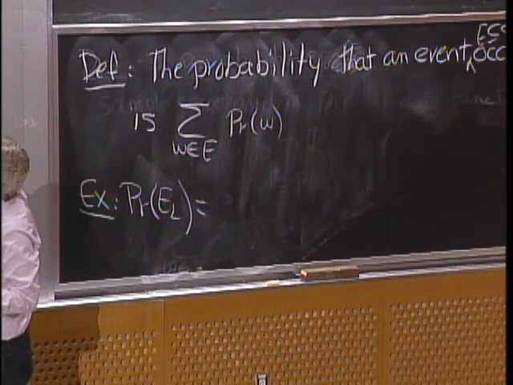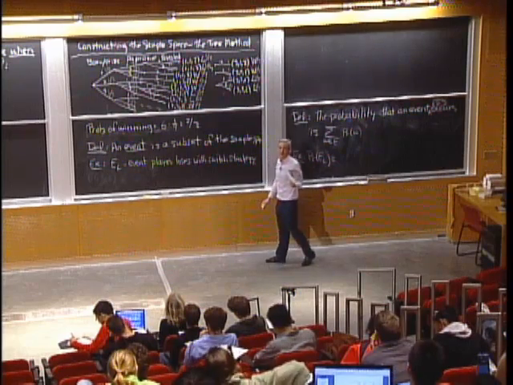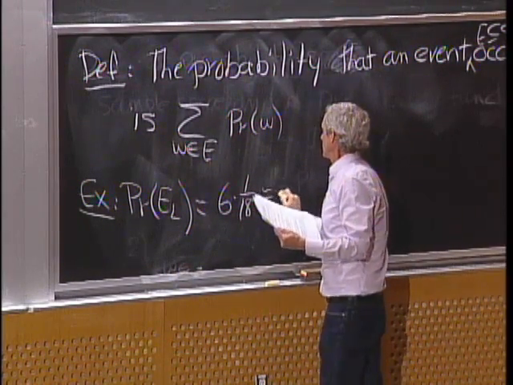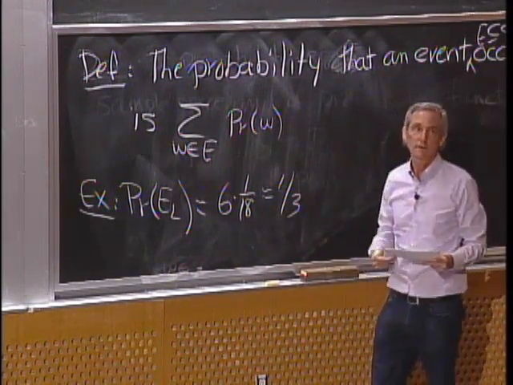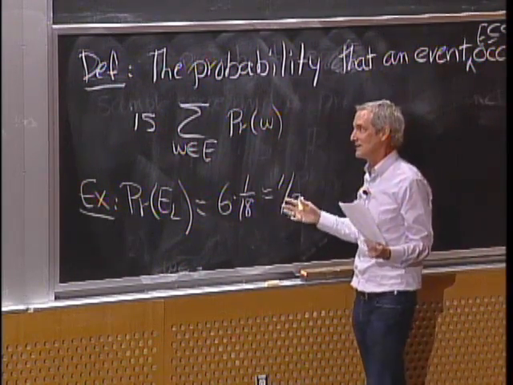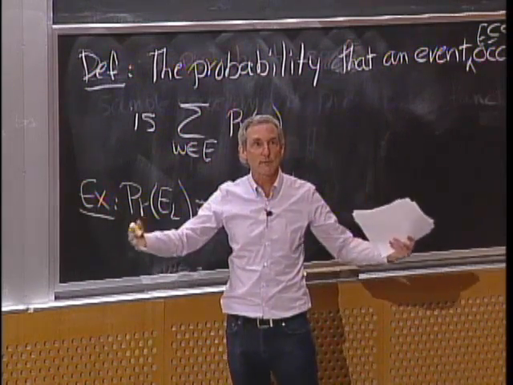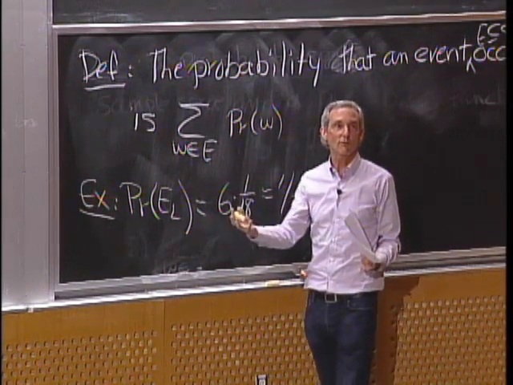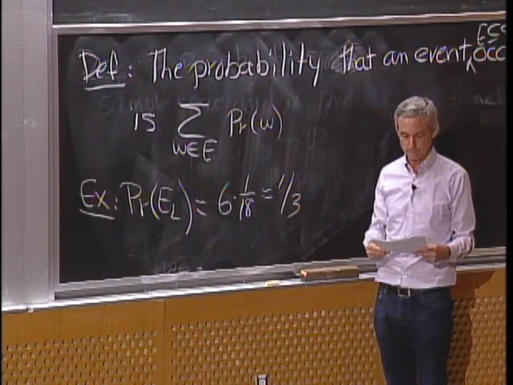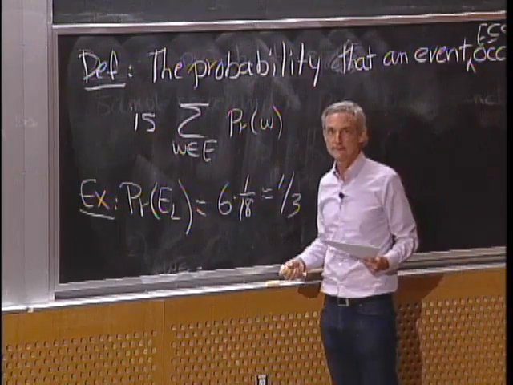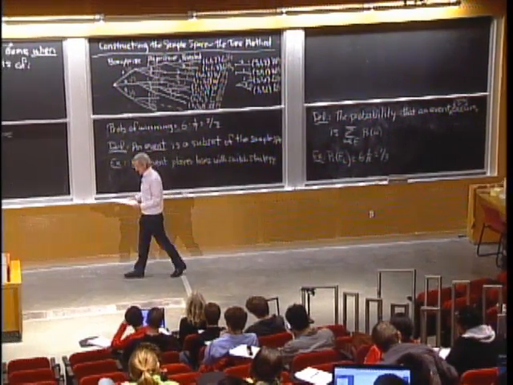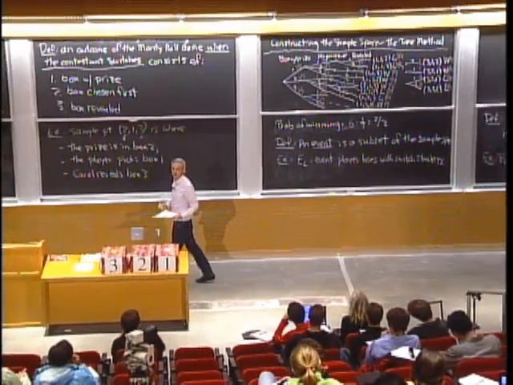well, there are 6 sample points where the player loses, each with probability 1/18. So it's 1/3. That's the probability the player loses on the switch strategy. And that's not surprising because you either win or you lose, so the probabilities have to add to 1. If you win with probability 2/3, you lose with probability 1/3. Okay? So Marilyn was right. Much better to switch. We'll do a bunch more examples with Monty Hall tomorrow.